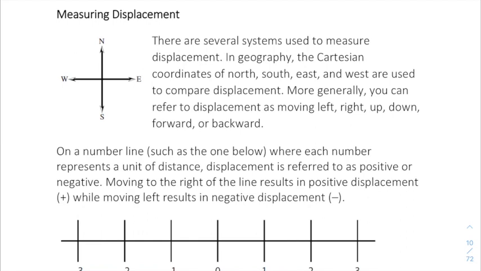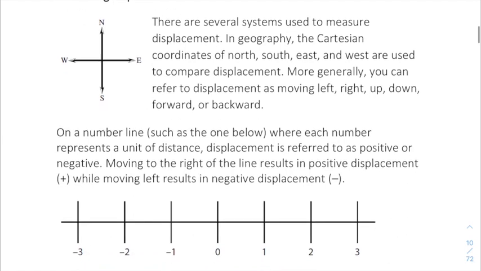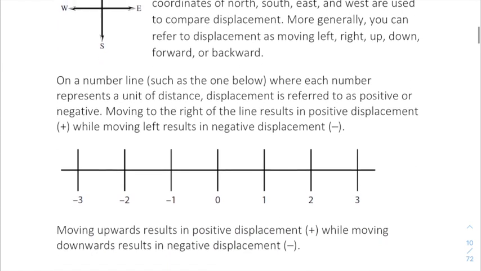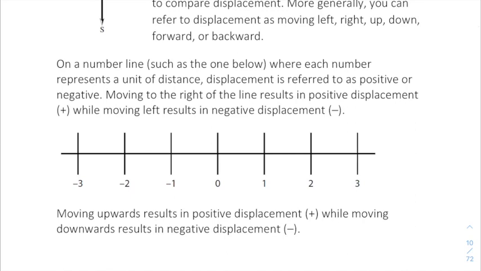All right, so measuring displacement, there are several systems that can be used. We've already started to play around with the Cartesian system. That's north, south, east, and west. You could also generally refer to left, right, up, down, backwards, forwards. It doesn't matter as long as you have some direction indicated.